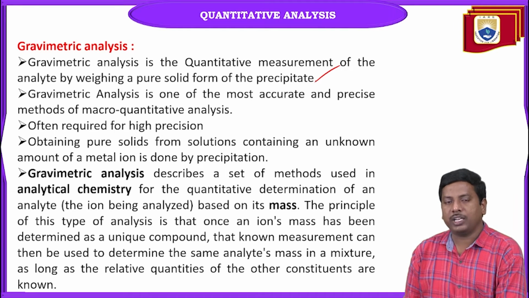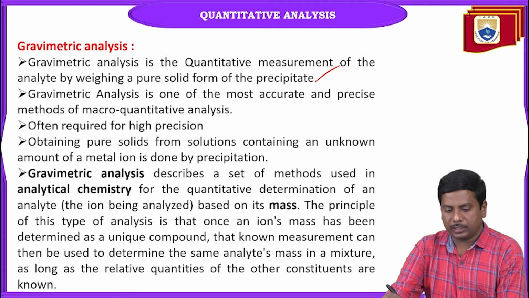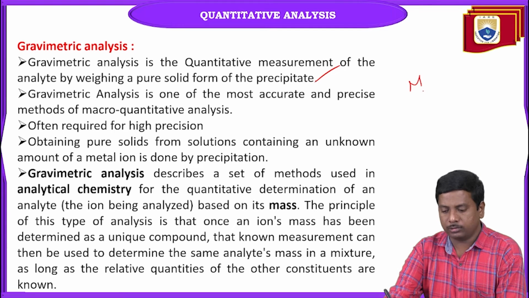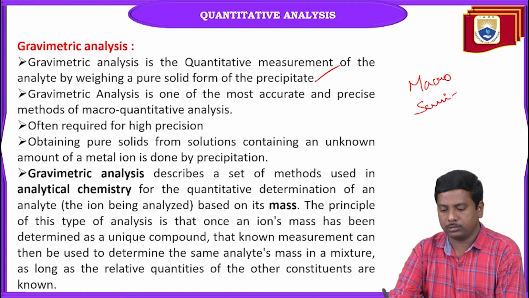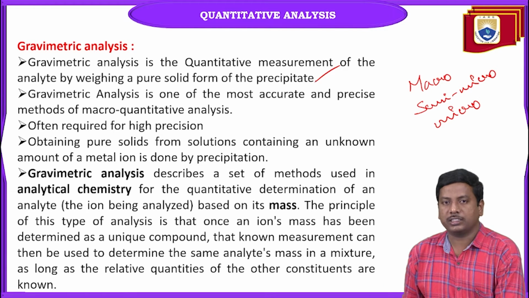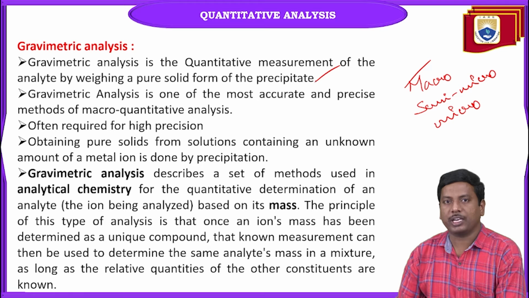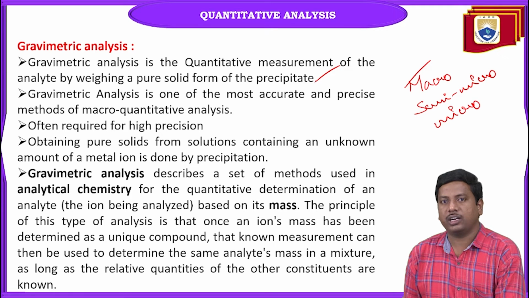That means analysis is mainly classified into three types: quantitative analysis, macro, semi-micro, and after that micro analysis. So out of the three types, gravimetric analysis comes under the category of macro quantitative analysis. Okay, why? Because we use a large amount of the substance. So that's why this is called macro.